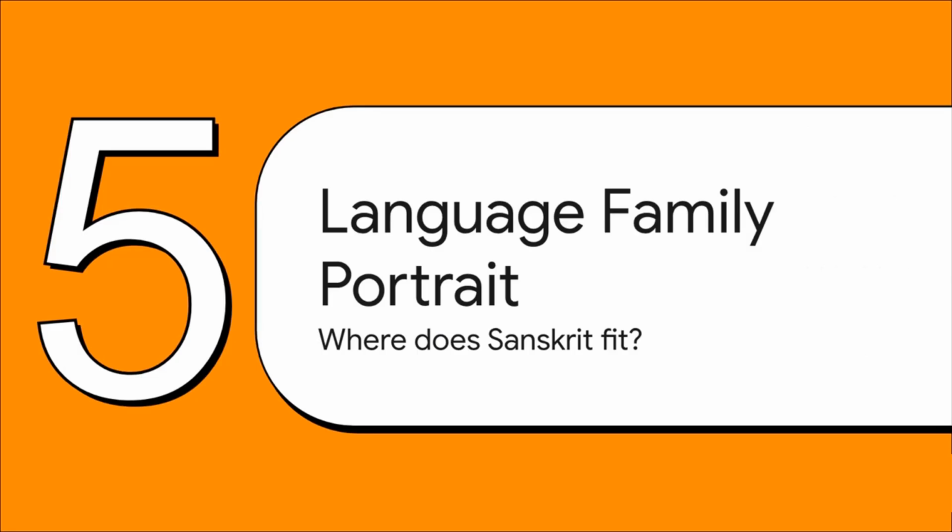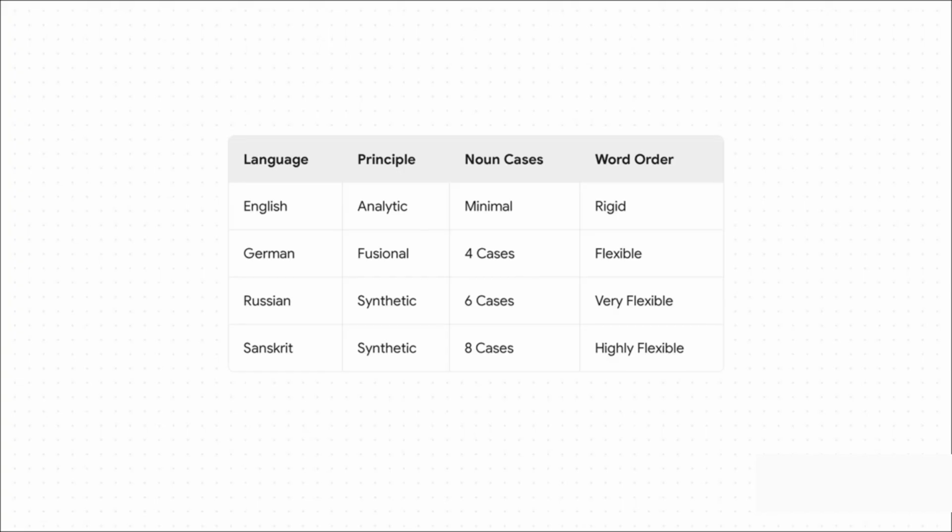So why does all this matter? I mean, why are we getting so deep into this? Well, when you put Sanskrit into a global context, you start to see it's not just some linguistic oddball. It actually represents one extreme end of a whole spectrum of how languages can work. And you can really see that spectrum laid out right here. On one end of the scale, you've got a language like English called analytic, where rigid word order is king.